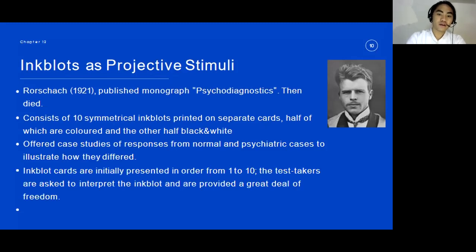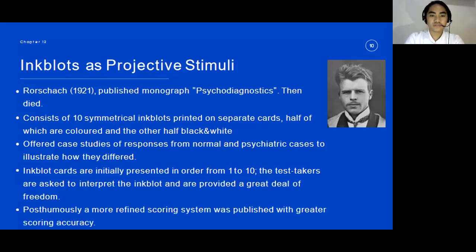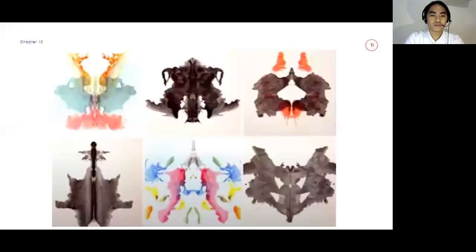Okay. Inkblot cards are presented in order from 1 to 10, so it is standardized. Everyone gets the same order, and the test takers are asked to interpret the inkblot and are given a great deal of freedom. We encourage that creativity. The more creative and uninhibited they are, the less likely they are to suppress a response that might be socially undesirable. Posthumously, a more refined scoring system was published with greater scoring accuracy.